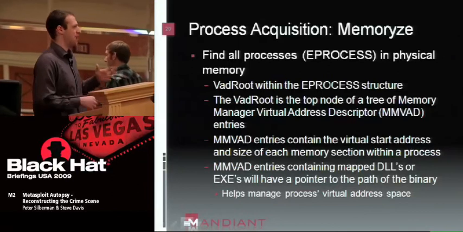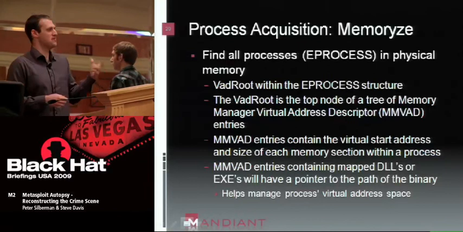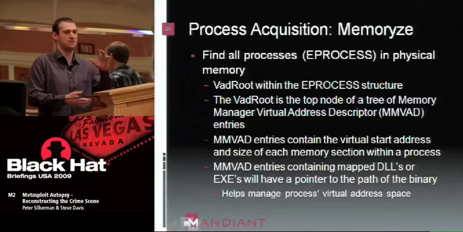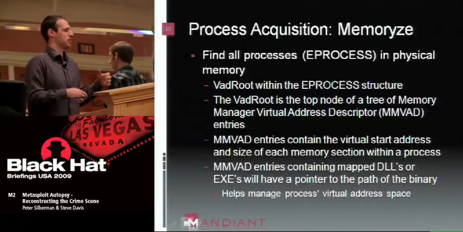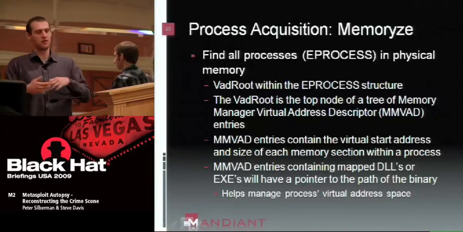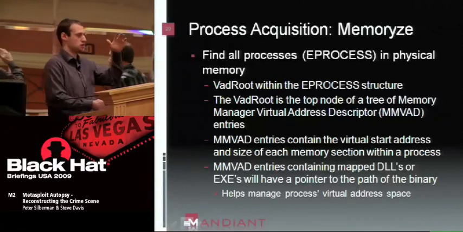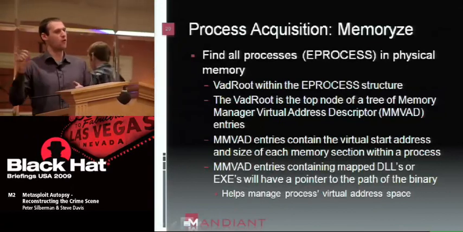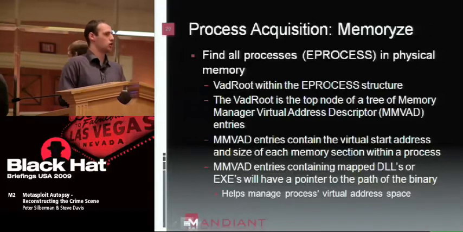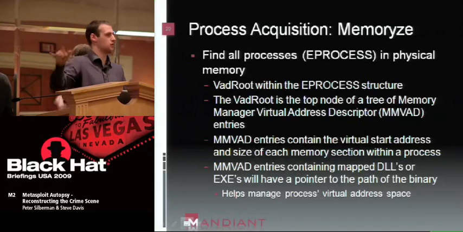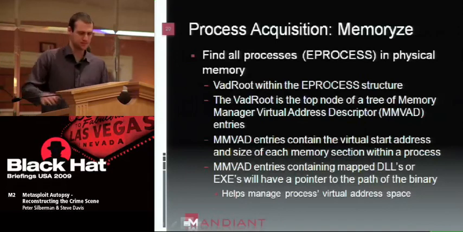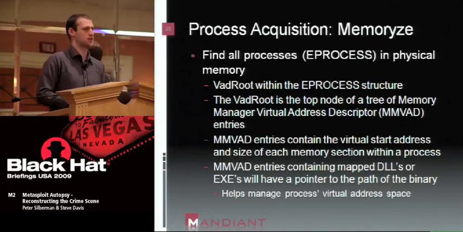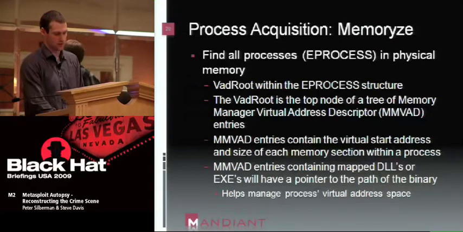But also within this MMVAD entry is a pointer. If this MMVAD entry is describing memory that contains a mapped DLL or mapped executable, so the MMVAD is actually representing kernel32 DLL's memory, or not memory, the loaded binary itself, like where the binary has been loaded. So this entry is describing where this executable or DLL has been loaded. The entry will actually contain the path of where that DLL or executable came from. So you can say this memory section actually is kernel32 DLL, or svchost.exe. This structure is used by Windows to manage the process address space. And we're going to show you a diagram that hopefully makes this a lot easier to grasp.